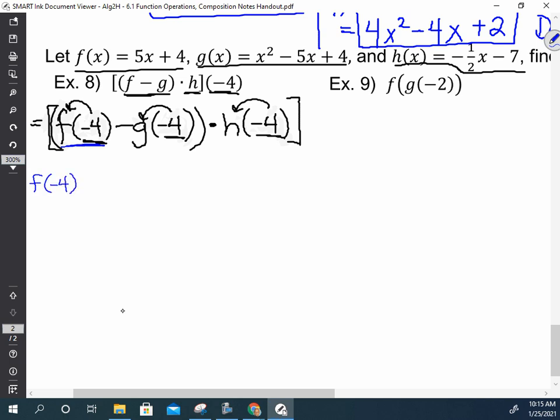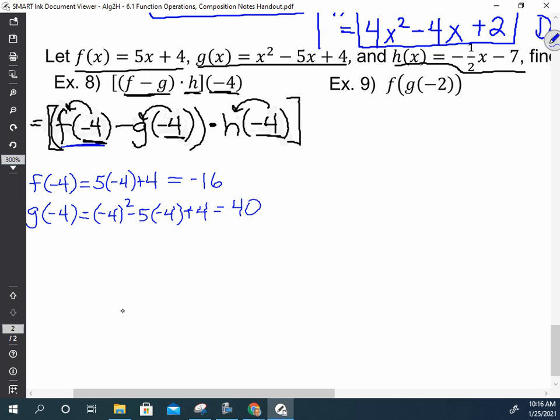So f of negative 4 means take negative 4 and plug it in for x. That will give you negative 16 when you finish it. g of negative 4, take negative 4, plug it in for x. So 16 plus 20 is 36, plus 4, 40. h of negative 4, negative 1/2 times negative 4 minus 7. Negative times negative is positive. Half of 4 is 2. 2 minus 7 is negative 5.